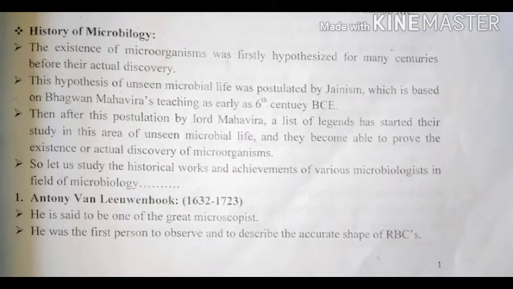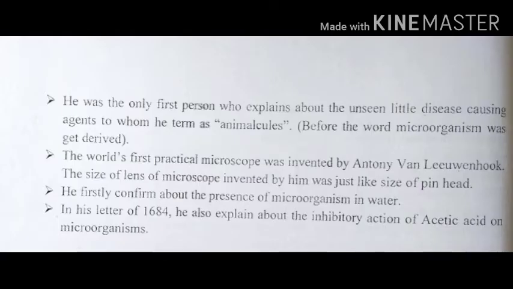Antony van Leeuwenhoek is said to be one of the great microscopists. And he was the first person to observe and to describe the accurate shape of RBCs, that is red blood cell. Antony van Leeuwenhoek was the person who explained about unseen little disease-causing agents, to whom he termed as animalcules, before the word microorganisms was derived. So, Antony van Leeuwenhoek told that there are some little small-sized microbial agents which are responsible for causing diseases, so, he termed those agents as animalcules.